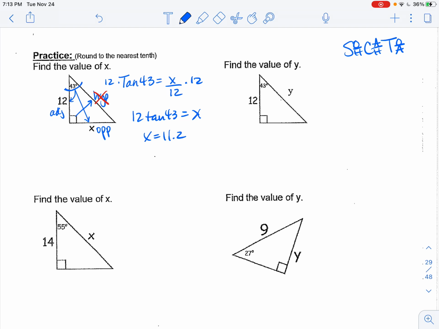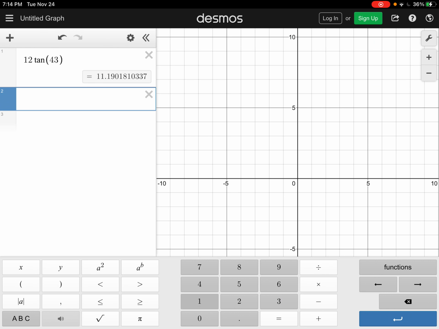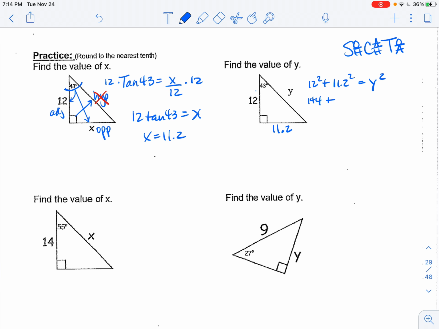All right, let's try this again. Let's see, we know that this guy is 11.2 because these are the same measures as the previous problem. We have 43 is the acute angle, 12 is the adjacent, 11.2 is the opposite. Why don't we use Pythagorean theorem? 12 squared plus 11.2 squared is equal to y squared. Let's see, that's 144 plus 125.44 is equal to y squared.